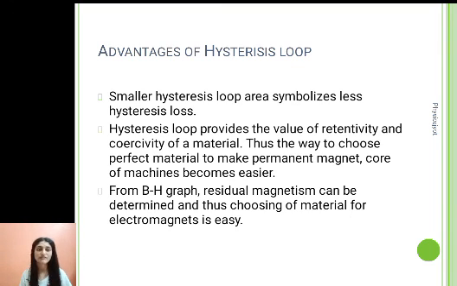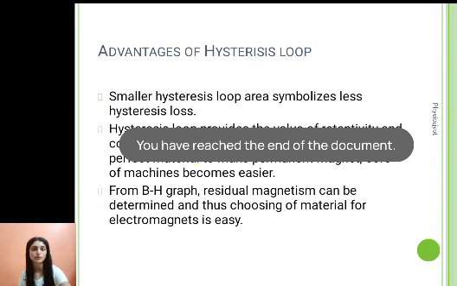And from the BH curve, residual magnetism can be determined, and thus choosing materials for electromagnets also becomes easy. So these are certain advantages of a hysteresis loop.